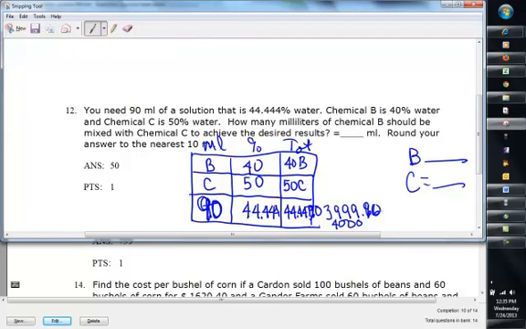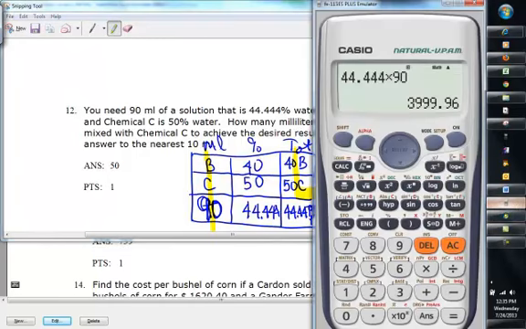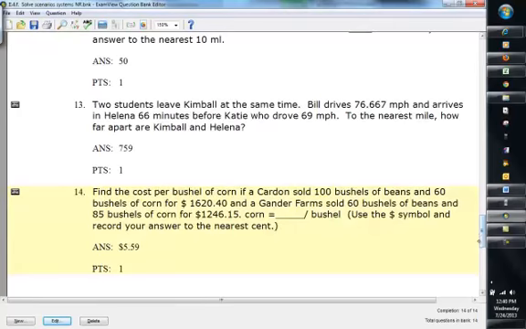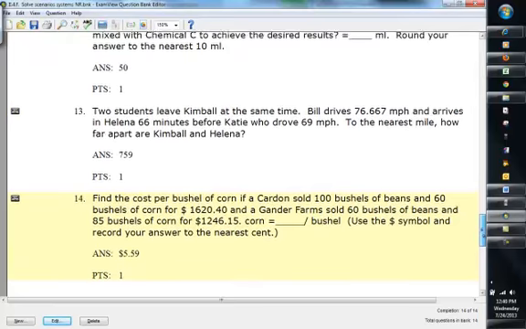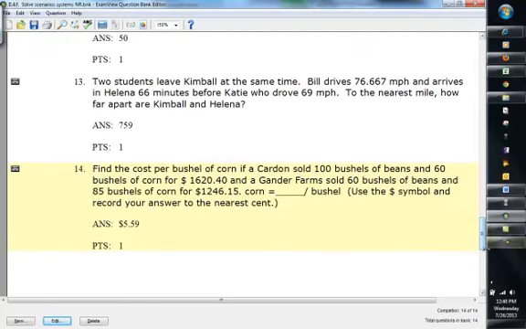Okay, our two equations are this one and this one. So let's go mode 5-1, and we get 1 and 1 makes 90. 40 and 50 makes 4,000. So we have 50 of chemical B and 40 of chemical C. Next one.